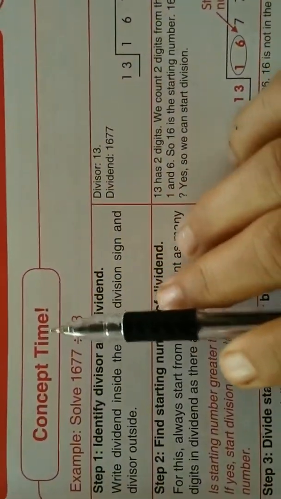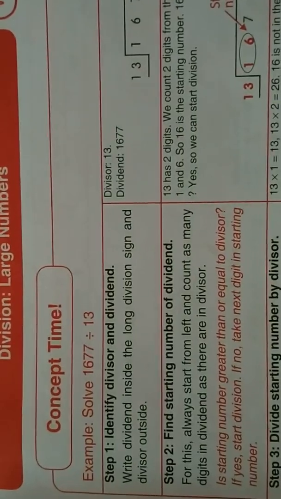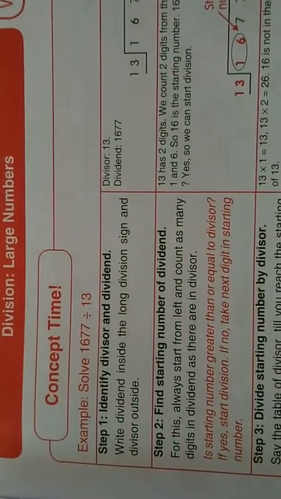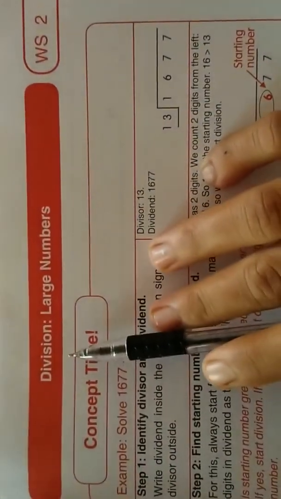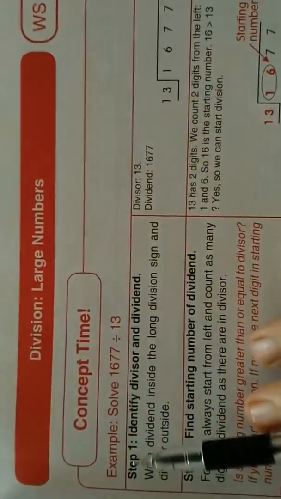So students, today we'll start unit number 2. In that unit we'll start worksheet number 7, division of large numbers. So in that, here is one example. Solve 1677 divided by 30. So we have to follow some steps.